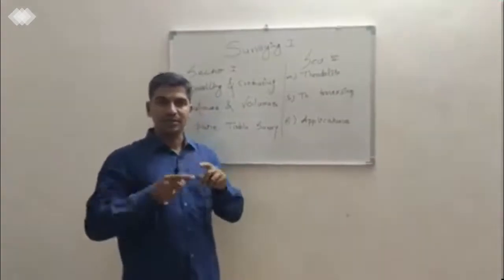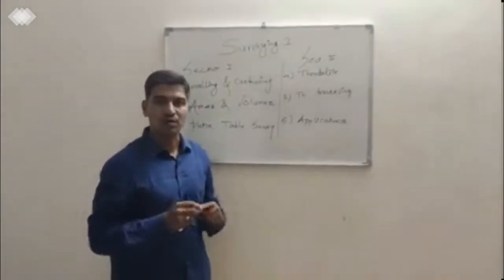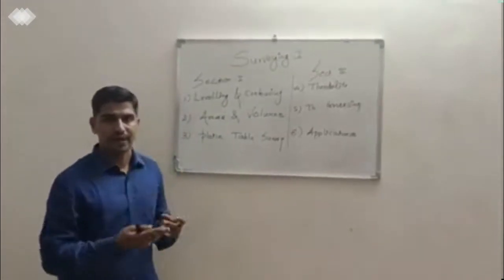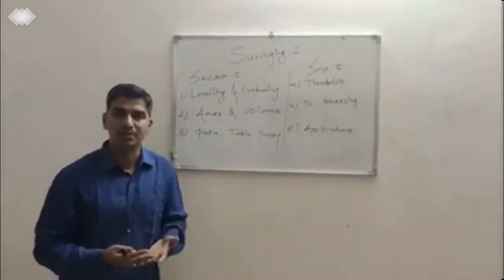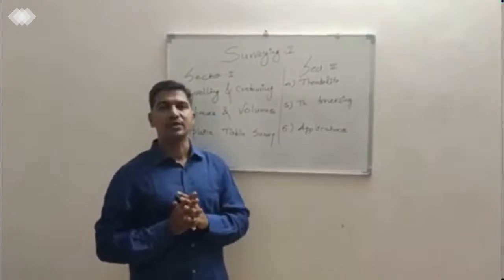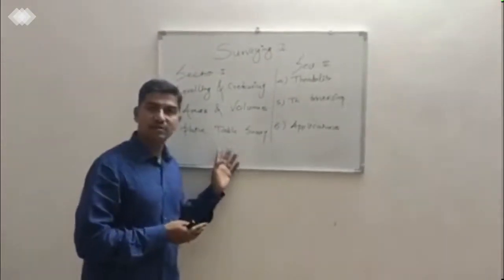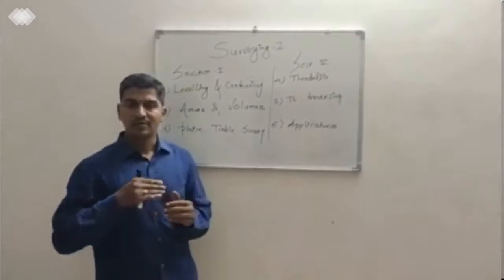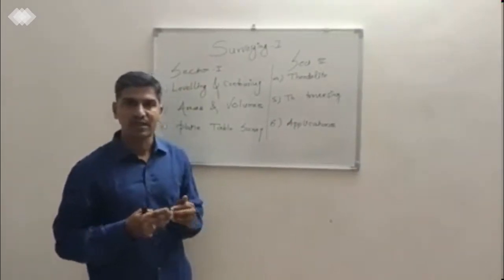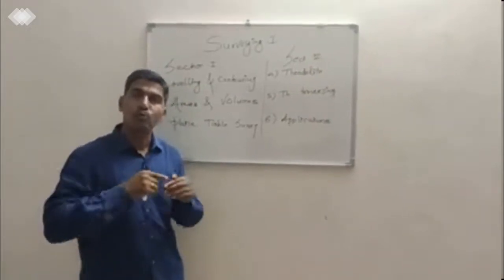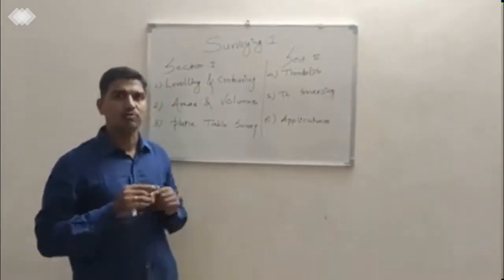Unit number 3, plane table surveying. The name says that we have a rectangular table on which we have some accessories, and we are going to find out the plan or map. The main aim of surveying is to prepare maps. By using this plane table survey instrument, we simultaneously take the observations as well as plot those observations to make a map or a plan.